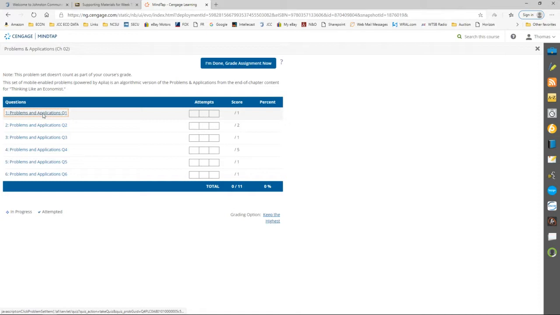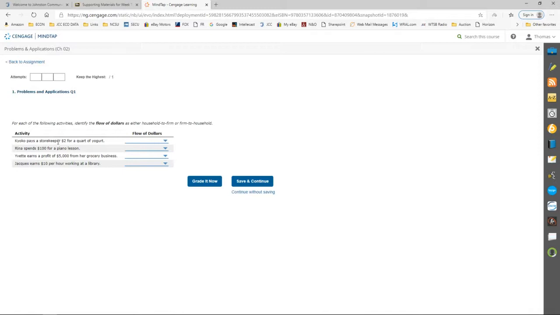This comes up just like your homework does. Yep, that's the one. Which of the following activities identify the flow of the dollars as either household to firm or firm to household? Kyoko pays storekeeper $2 per quart of yogurt. That is household to firm. Yep, that's what I would have put. Monte pays $100 for a piano lesson. That'll be household to firm. Earns profit from the grocery store. That's to the household. $10 an hour. Because both of these are part of the factors of production.